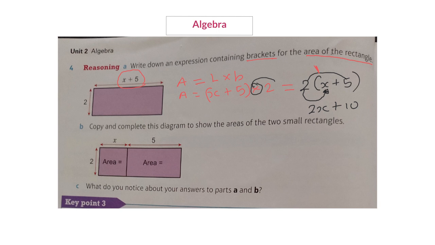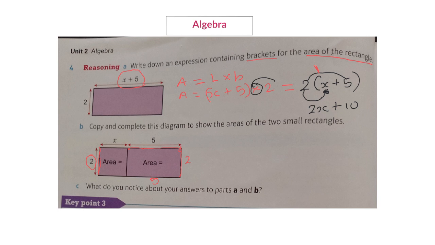Okay, now let's look at the second one. The second question is saying we should copy and complete this diagram to show the areas of the 2 small rectangles. Now we have 2 rectangles here. One side of the rectangle is 2. And of course, one thing you must keep in mind is if this side of the rectangle is 2, this side also would be 2. The same way, if this side is 5, this side will also be 5.